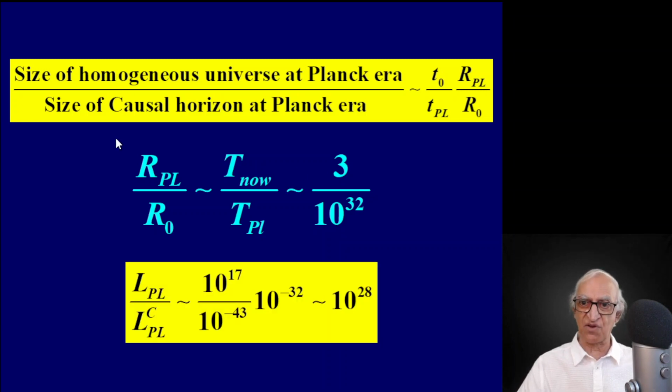Therefore, this ratio above, the size of the homogeneous universe at Planck time divided by the size of the causally connected region at the Planck era is 10 to the power 17, which is the age of the universe today, 10 billion years in seconds, divided by the Planck time, which is 10 to the power minus 43 seconds, and this ratio is 10 to the power minus 32, and that gives me a factor 10 to the power 28.